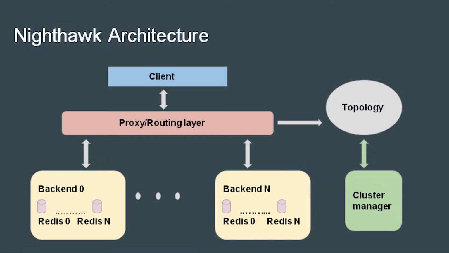So this is what Nighthawk looks like. It has three main working components. One is the backend layer. You can have one or more backend instances, obviously. Every backend runs one or more Redis instances. Then we have the proxy and the routing layer. This is a stateless layer whose main function is to forward the incoming client request to the appropriate Redis node. The proxy layer also subscribes to topology changes, so it always has an up-to-date view of which partition is mapped to which Redis node. And then we have the cluster manager.